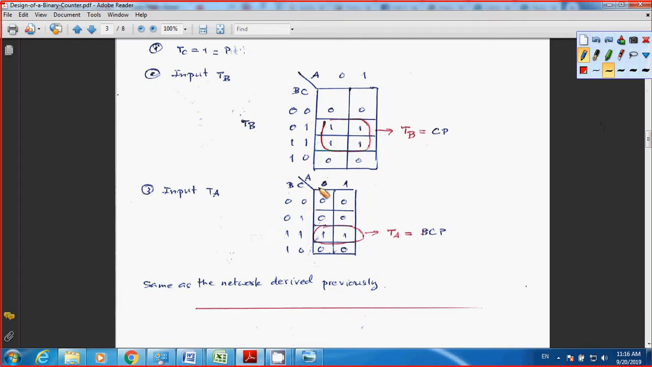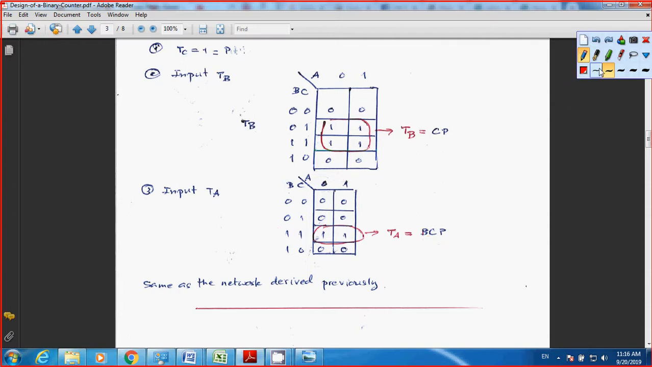For A, it changes the state from 0 to 1, from left to right, so you ignore A. And for B and C, it doesn't change the state. So you have to take B as B and C that's 1. It takes this one as C. So your TA is equal to BCP, or a 3-input AND gate with the inputs B, C, and pulse.